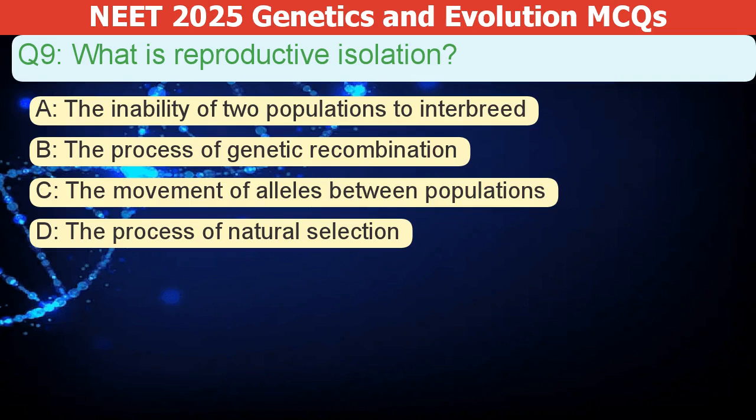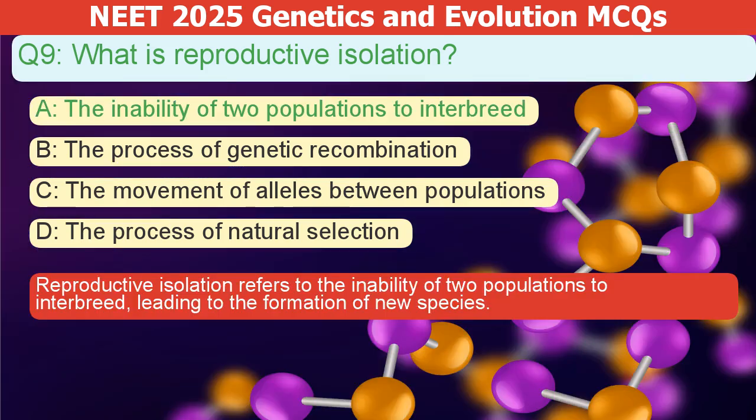What is reproductive isolation? A. The inability of two populations to interbreed. B. The process of genetic recombination. C. The movement of alleles between populations. D. The process of natural selection. The correct answer is A. Reproductive isolation refers to the inability of two populations to interbreed, leading to the formation of new species.